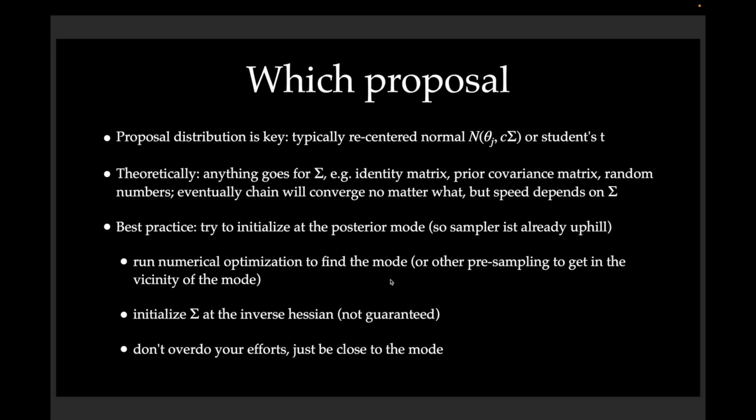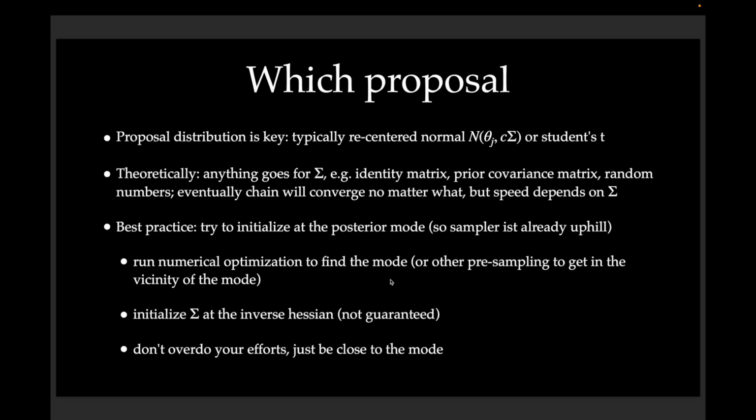Now, you've seen that the proposal distribution is very important. And typical choices are the normal distribution or the Student's t distribution. Theoretically, anything goes again. The theory of Metropolis Hastings tells you that eventually you will get there. However, in practice, it makes sense to have a good choice for this sigma, the covariance matrix of your proposal distribution, to re-weigh this. Typical choices are the identity matrix, the prior covariance matrix, or random numbers.